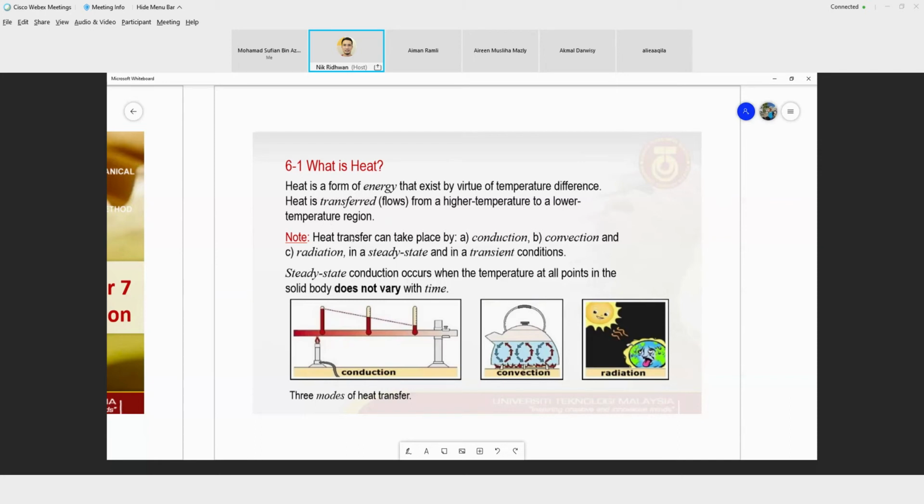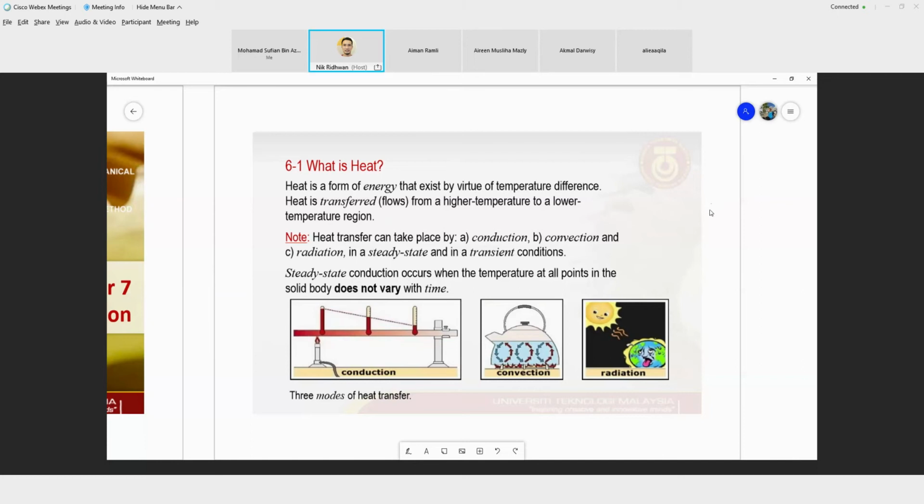It flows from a higher temperature to a lower temperature region. So if now you are inside your house, and the ambient temperature outside of your house is slightly higher than inside your room where you stay now, you can imagine that the heat is trying to enter your house or your rooms, because it will flow from the higher temperature regions to the lower temperature regions.